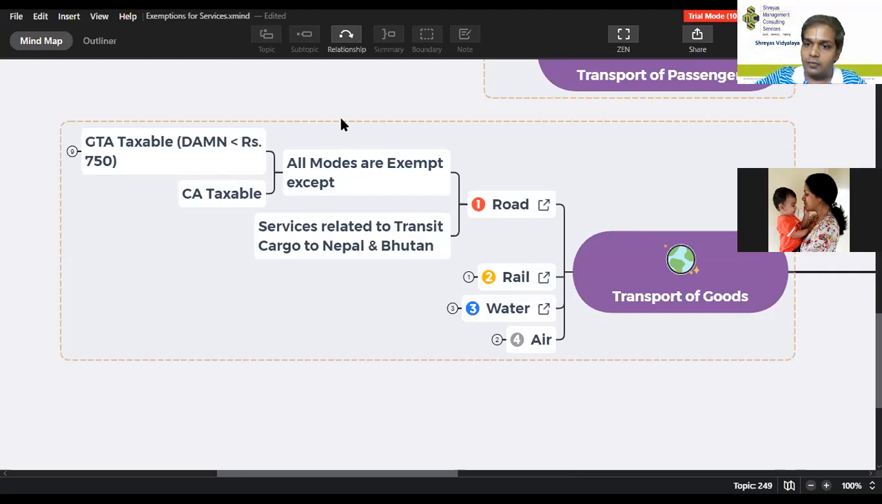And you will have an intermediary who is operating like an agent, and they will transport the goods. So what they are saying is goods transport agency is taxable and courier agency is taxable. Okay, these two are taxable. All other modes of transport are exempt.